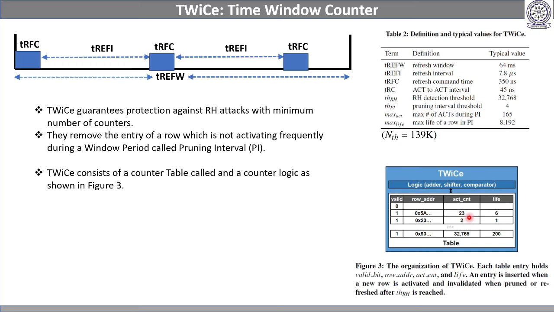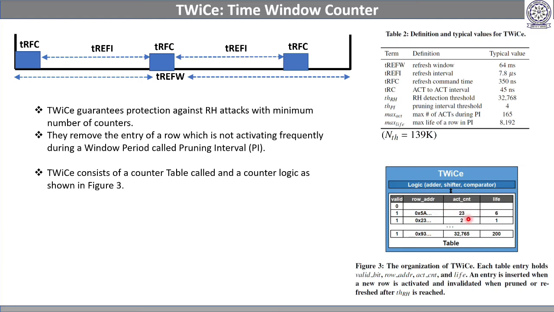Remember, whatever I am saying here is only for one refresh window. This PI interval is a very small interval. Normally this PI is the same as the tREFI refresh interval, so there will be multiple PIs within a single refresh window. Whatever I'm saying here is for one particular refresh window. Once a new refresh window comes, everything will be restarted again. So within a particular refresh window, this row is activated 23 times.